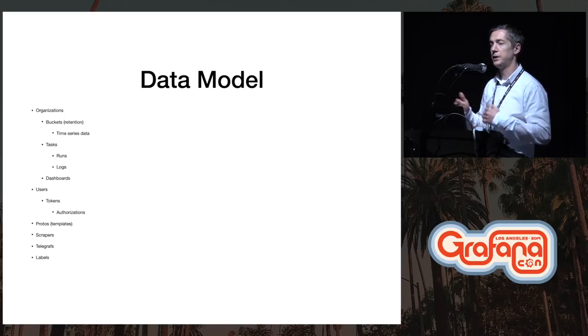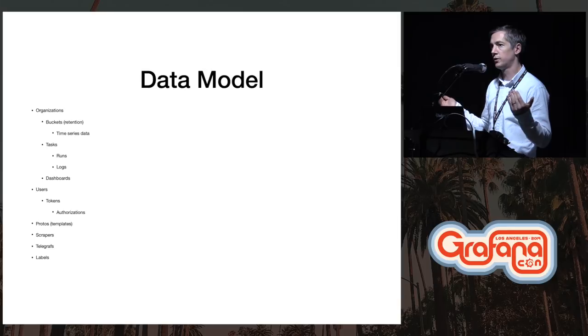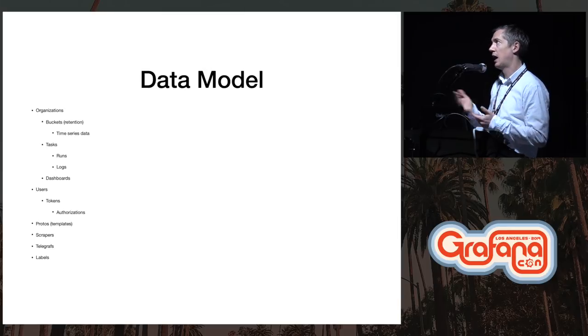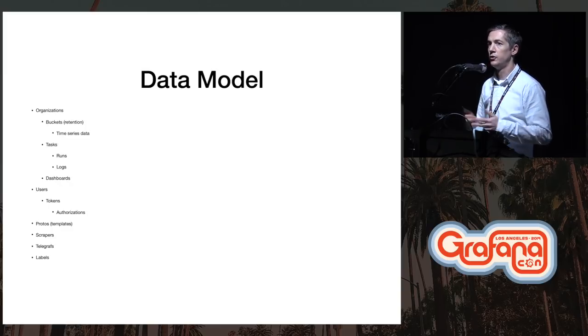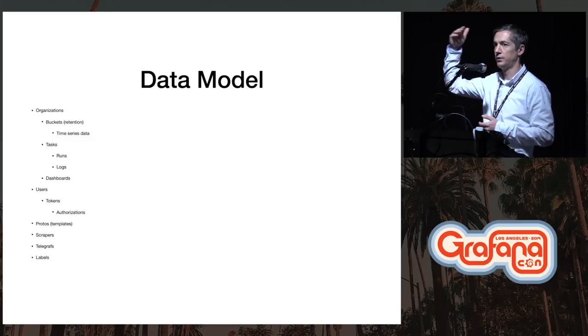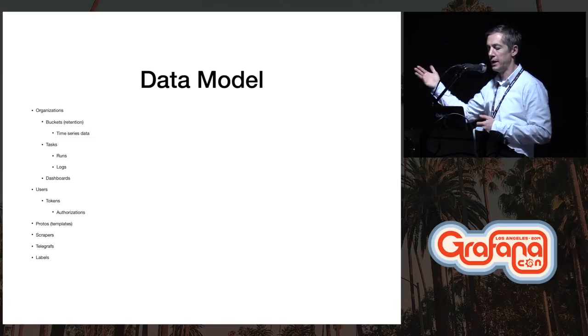And because you can search labels across resources, you could say, I have a label for things associated with the MySQL server that I'm monitoring. So you could search for that and automatically pull up all of the tasks and dashboards and other things associated with MySQL servers.